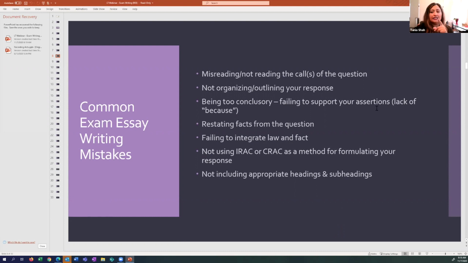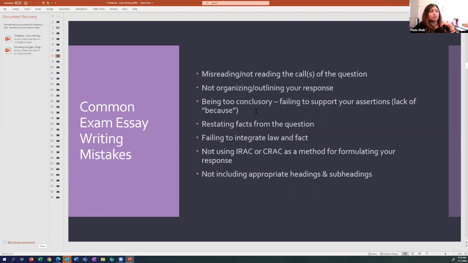Organizing and outlining is a major part that you can do beforehand. And as Professor Raposa was talking about, those essay checklists, those flowcharts, you organize your answer before you get into that exam, right? You organize, what's a battery question going to look like, and how would I talk about it? What's offer and acceptance, formation, and how am I going to talk about it?